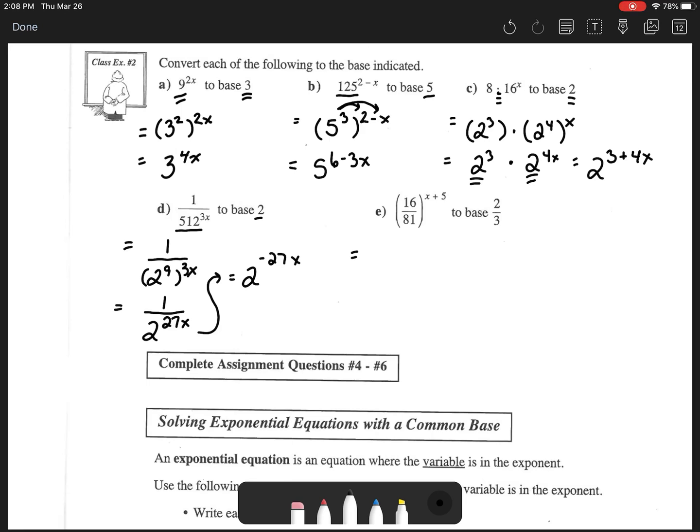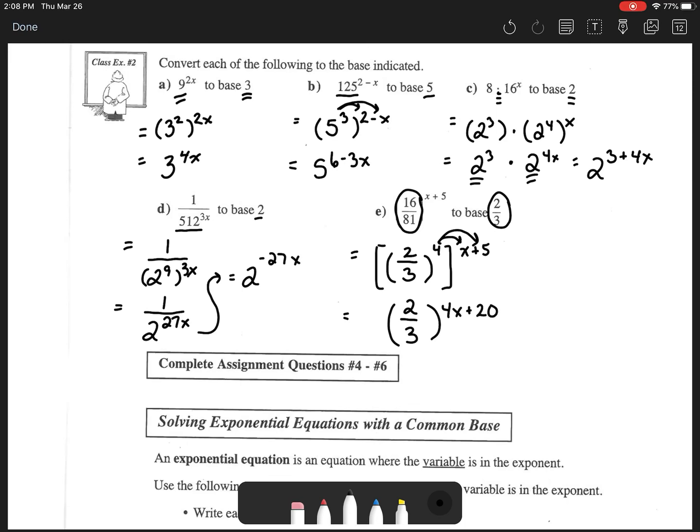Now in E, okay, a little different. This whole thing is your base. So 16 over 81 is your base. They want it to be 2 over 3. So instead of 16 over 81, it has to be 2 over 3. Well, how do I make 2 over 3 into 16 over 81? I raise each of those numbers to an exponent of 4. Okay, so 2 to the exponent of 4 is 16. 3 to the exponent of 4 is 81. So there's the 16 over 81, but it's still to the exponent of x plus 5. So again, a power raised to another exponent, I just multiply the exponents together. So this is going to be 2 over 3 to the exponent of 4 times x. So that's 4x. And then 4 times 5, which is a positive 20.